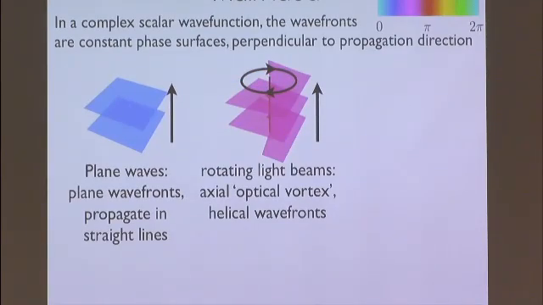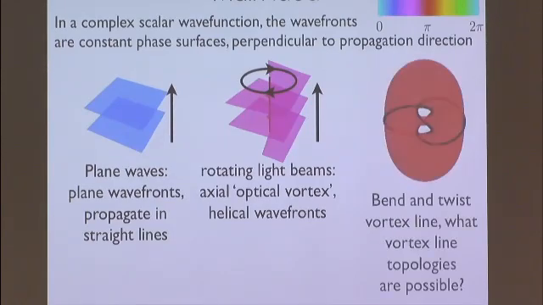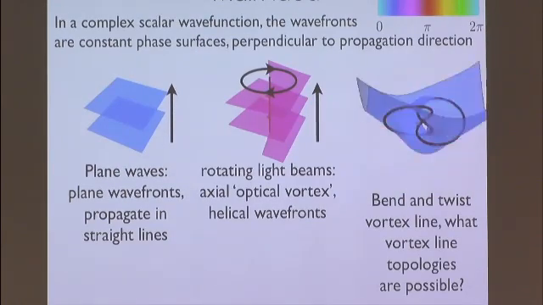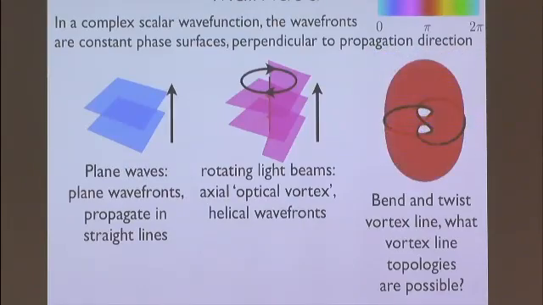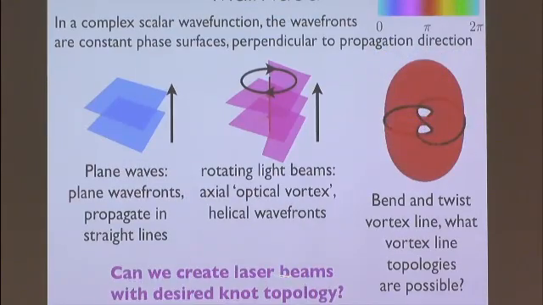But I'm not going to be talking about these lines being straight. I'm wondering about how it's possible to bend these lines around, curve them, and close them up into the form of different knots and links. And the question that I'm going to answer is, can we create laser beams with these zero lines, these nodal lines, these optical vortices, that have the topologies of certain knots and links?